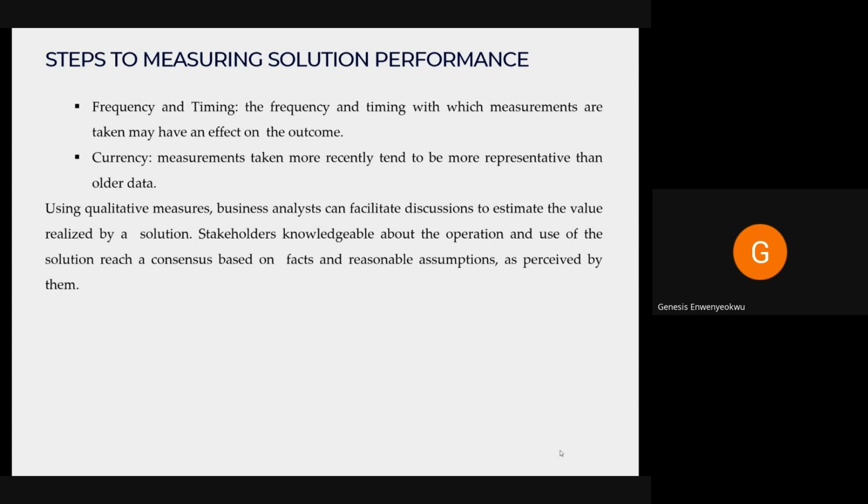So you define the frequency with which you want to collect your data and the occurrence, or should I say currency, in the sense that the data you collected today, did that particular stuff occur last week or last month or the previous time when you collected your data? So you need to be able to measure all of that in time so that you have a reasonable amount of data to work with. Using qualitative measures as a BA, you can facilitate discussions with stakeholders to estimate the value realized by the solution.